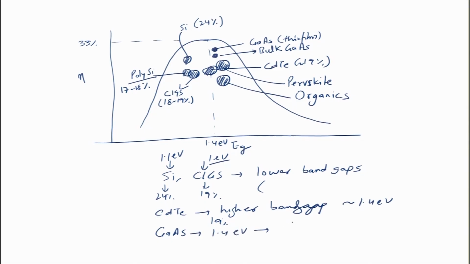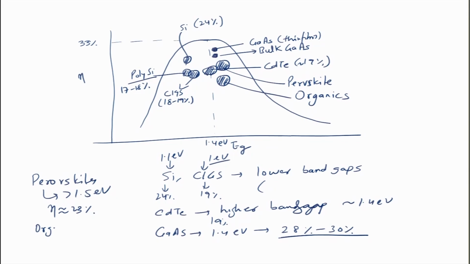Gallium arsenide is 1.4 or so, this gives you about nearly 28% or so, 28 to 30% roughly, and crystalline. So you have various numbers for gallium arsenide. Perovskites have a band gap which is higher, so greater than 1.5 eV, and they give you efficiency, as of today, about 23%. These are efficiencies at the cell level, not at the module level. Okay. So, laboratory scale efficiencies. Organics have a band gap of more than 1.5 eV, again they give you efficiency of the order of 15% or so.